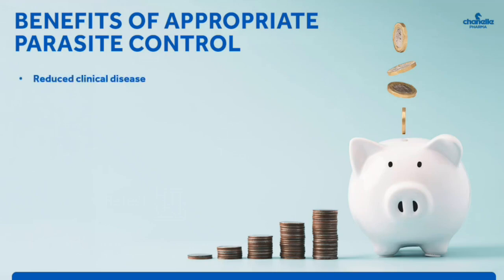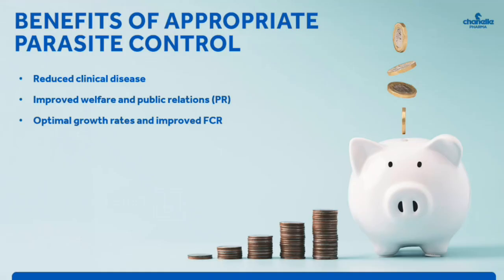First of all, obviously, we need to minimise the occurrence of clinical disease, but also subclinical disease as well. By treating appropriately, we improve the welfare of the animals, and this has a dramatic positive impact on the perception of farming for the general public. Dealing with clinical and subclinical infections helps to optimize growth rates and improve feed conversion ratios.